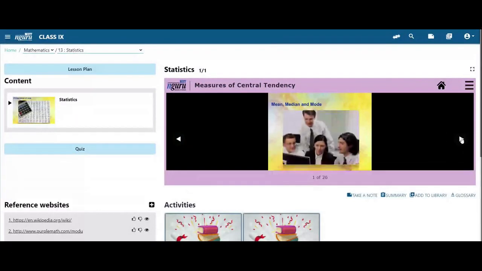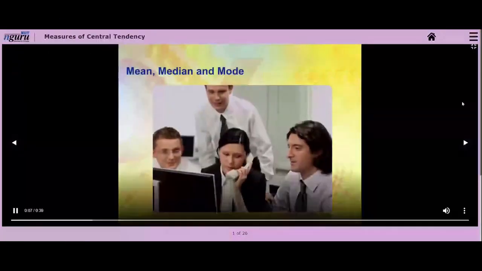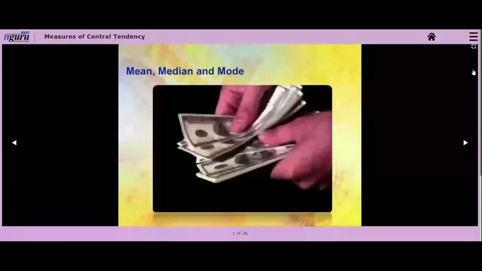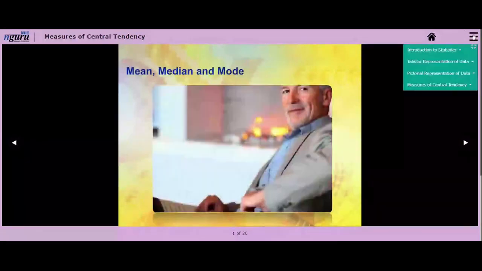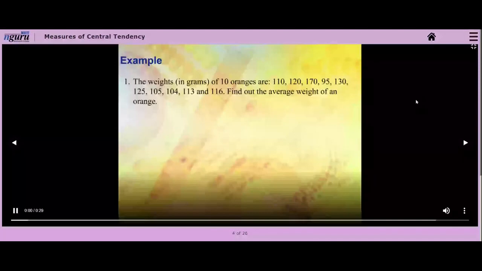In this topic, you will learn about mean, median, and mode. Consider the executives shown here. The concept of mean can help us find out the average salary of an executive. But what if the group we consider has very highly paid executives?